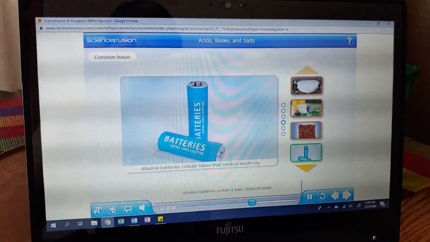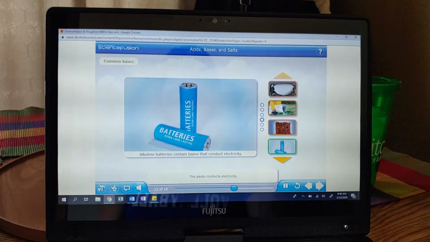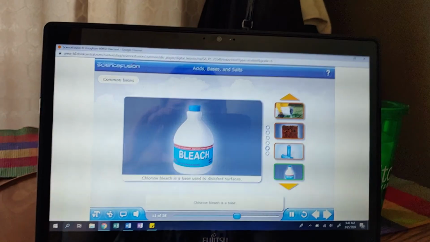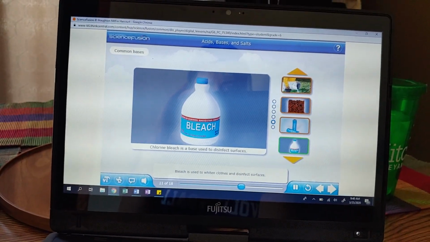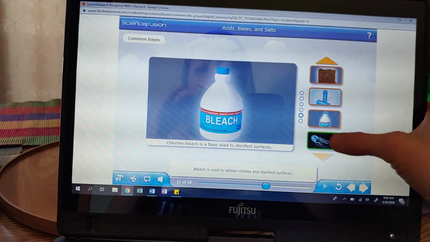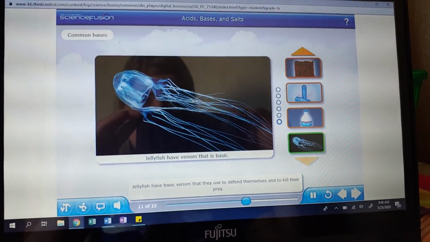Alkaline batteries contain a basic chemical paste. The paste conducts electricity. Chlorine bleach is a base. Bleach is used to whiten clothes and disinfect surfaces. Jellyfish have basic venom that they use to defend themselves and to kill their prey.